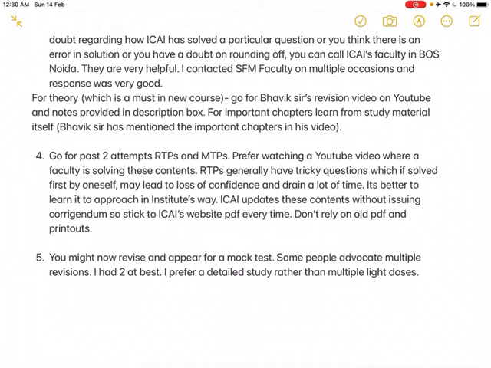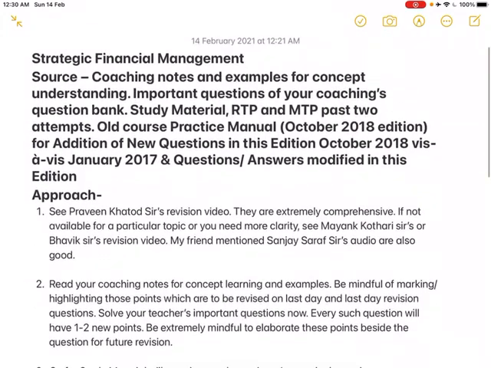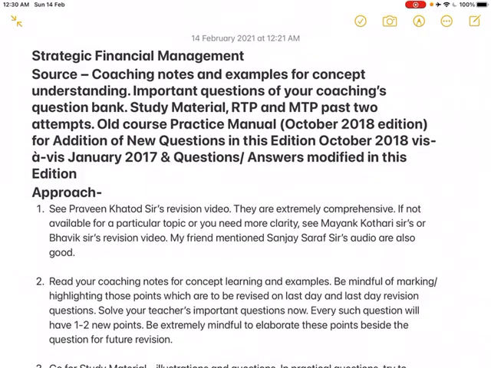You might now revise and appear for a mock test. Some people advocate multiple revisions. I had 2 at best. I prefer a detailed study rather than multiple light doses. So this is my view on how to study the subject SFM.